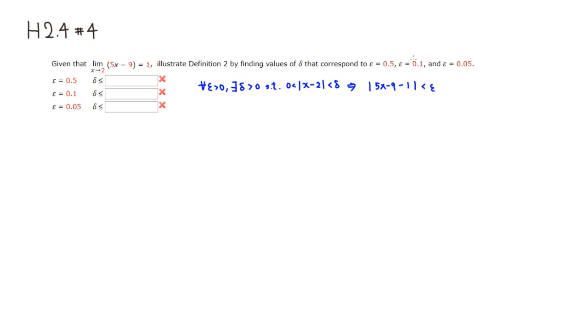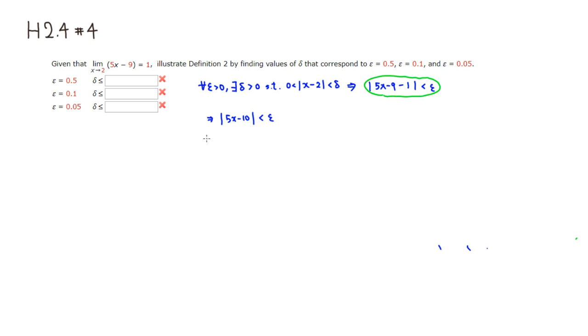So if you work with this and with the conclusion and try to find the expression for delta, let's do that. I'm going to start with this part right here, so we're kind of working backward. I'm going to combine negative 9 and negative 1, so you end up with the absolute value of 5x minus 10 is less than epsilon.